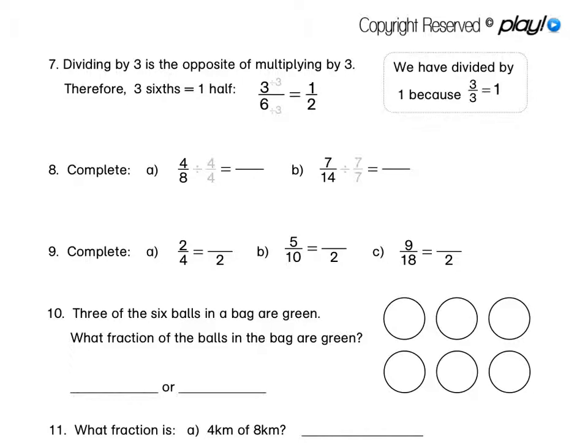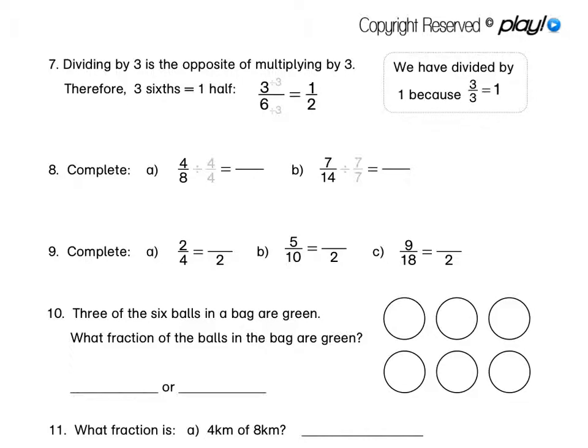For 7, dividing by 3 is the opposite of multiplying by 3. Therefore, 3/6 is equal to 1/2. It's just the other way around. So if we are given 3/6 and we divide the top and the bottom by 3, we see that it is equal to 1/2. And we've actually just divided by 1 because 3 over 3 is equal to 1.